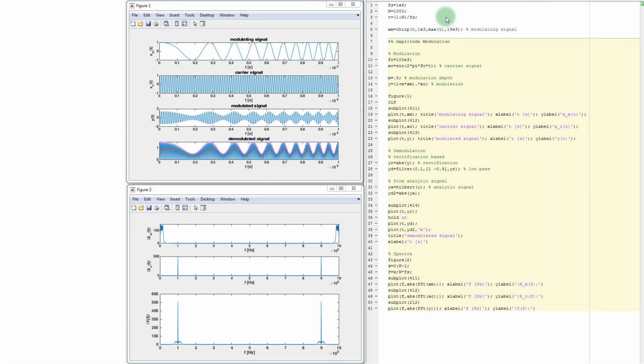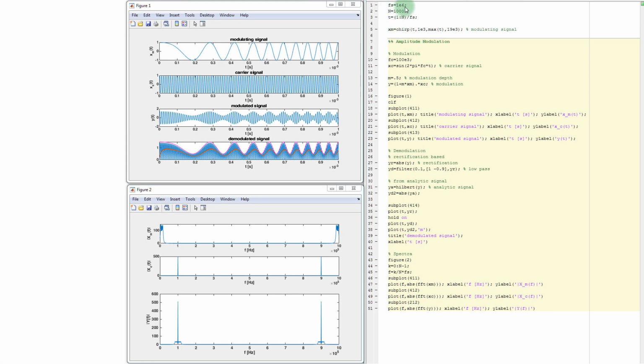Hello everyone and welcome to the coronavirus edition of the 13th exercise from our signal theory class. In this exercise we will practice modulations. We will start with the amplitude modulation and I will show you how to create it and demodulate it in Matlab. First we will generate our modulating signal.